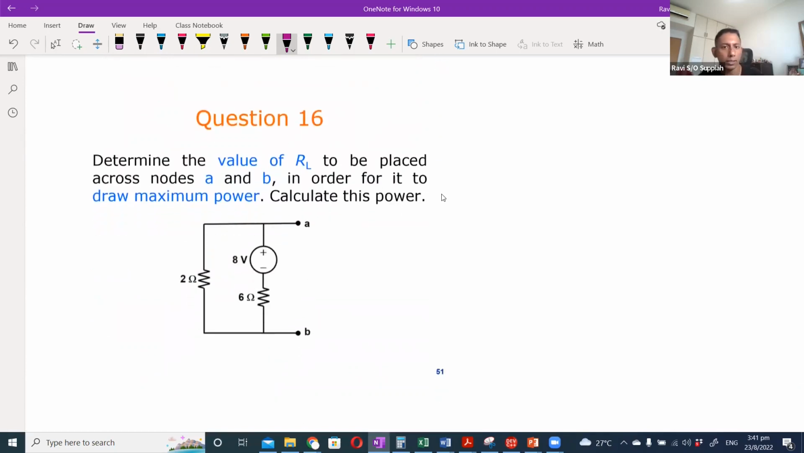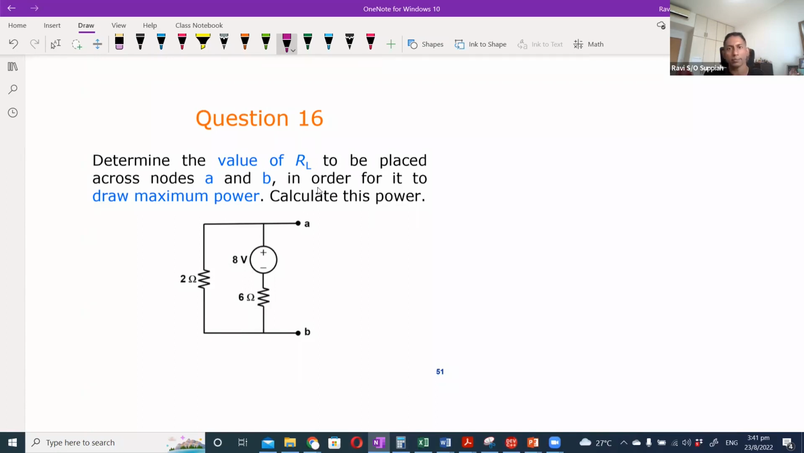So question 6 is basically leading up from that. Now that we know this principle, whenever there's a question that says what is the value of RL in order for me to have maximum power, automatically we know that that is a hint that we should find the Thevenin's equivalent circuit.